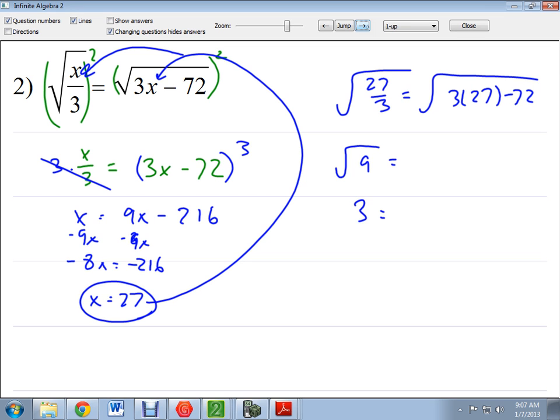Now, on the right-hand side, 3 times 27, that is going to be 81. So this says the square root of 81 minus 72. 81 minus 72 is equal to 9, square root of 9, and so therefore 3 is equal to 3. So yes, that does work. We don't have to worry about an extraneous solution in this case.